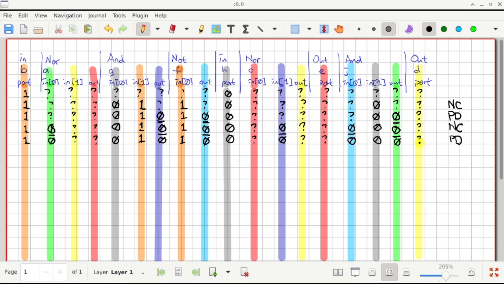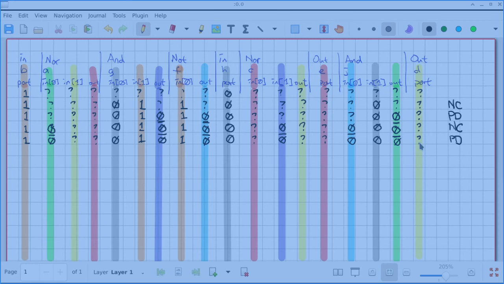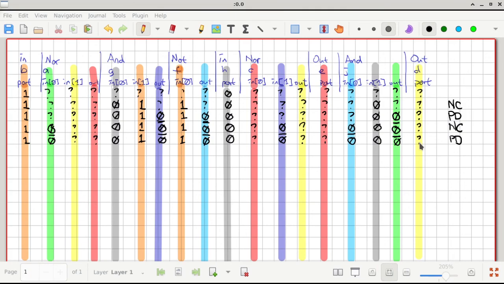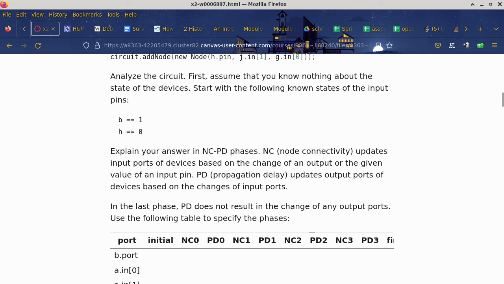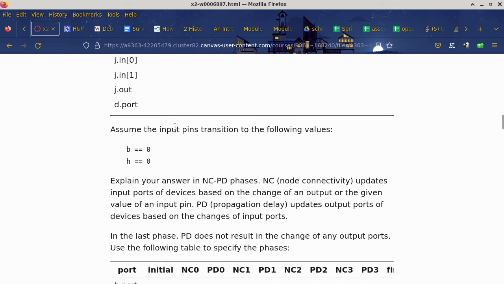So now we go back to the question. Okay, where's my question? Right here. Let me get rid of the vertical tree tab. So now we are done with one step of that question. The second step is changing one of the pins to a different value. Comparing to before, B is now a 0. B is the one that got changed, because H was a 0 to begin with.